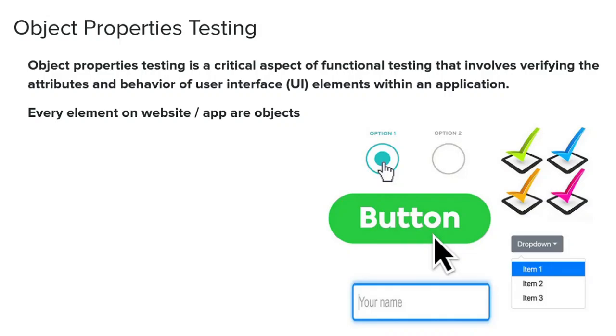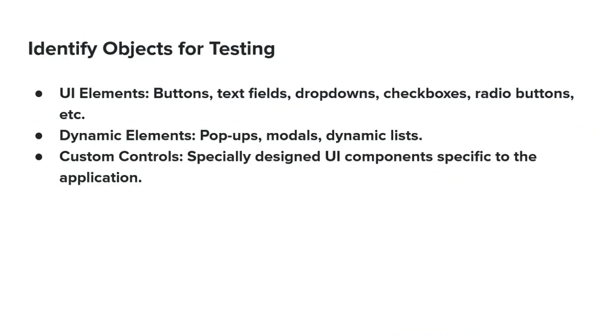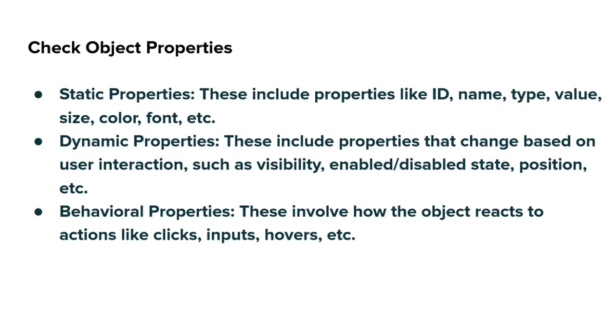So this is one of the types of functional testing. So during functional testing, we have to verify properties and behavior of the objects. And objects are nothing but various types of UI elements within our application. There can be different types of objects: button, text field, drop down, checkboxes, pop-ups, modals, and some custom created UI elements as well. We have to check the static properties. There can be dynamic properties behavior, or it can be behavioral properties as well, depending on the user interaction. That's all about the object properties testing.